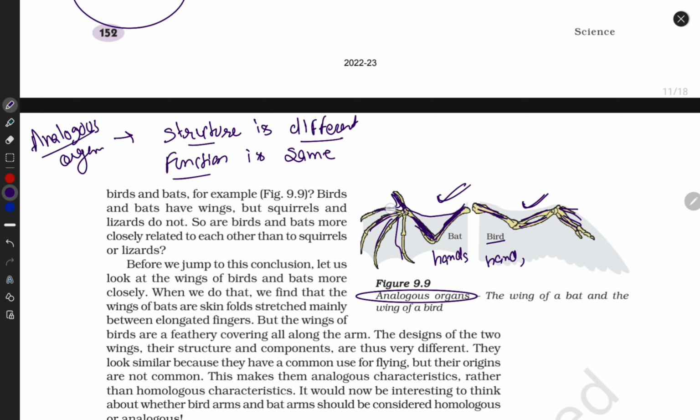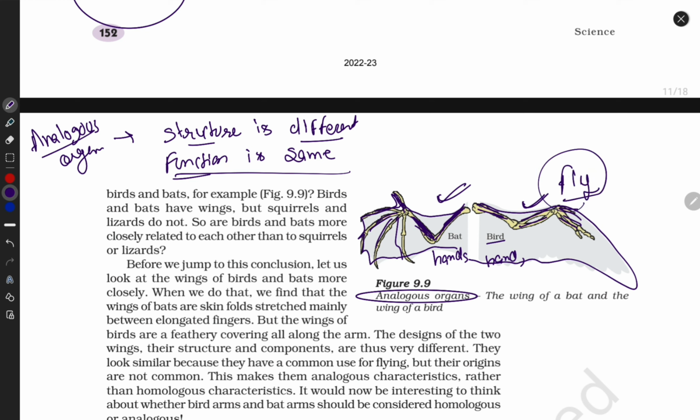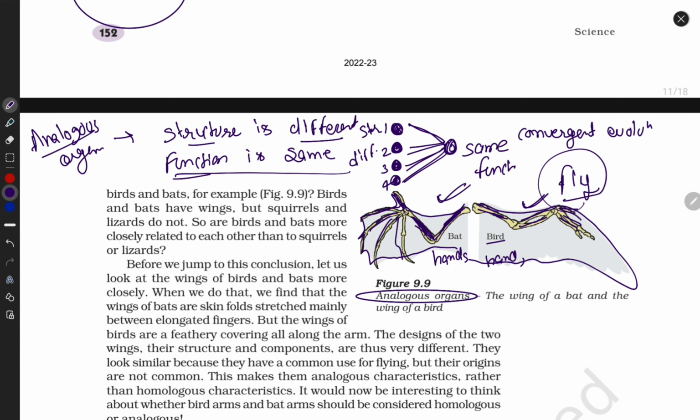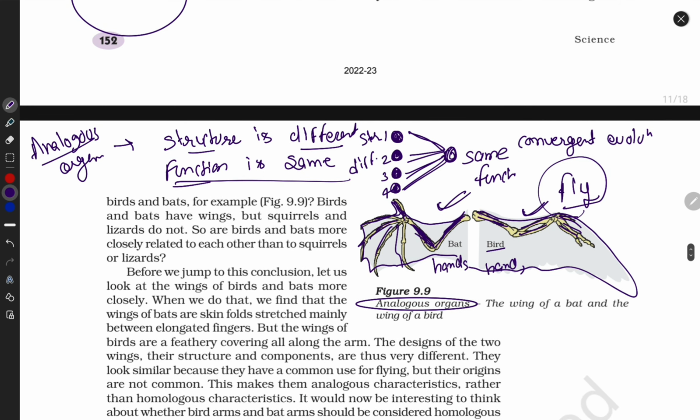Bat wings look like this, and bird's feathers like this. The structure is different, but function is same. What is the function of these wings? Fly. Clear? It means the structure of organisms is different, but function is same. Same function, but structure different. This is a different animal, this is a different animal. Animal 1, animal 2, animal 3, animal 4. But their function is same. So this is convergent evolution. Clear, guys? Types of evolution complete. Classification of evolution is complete.